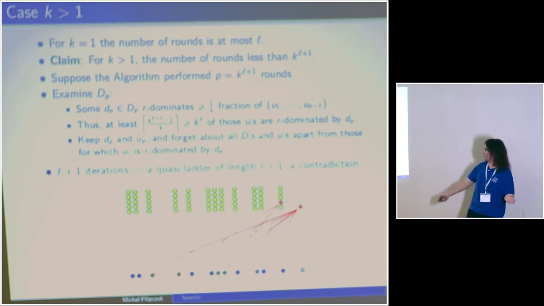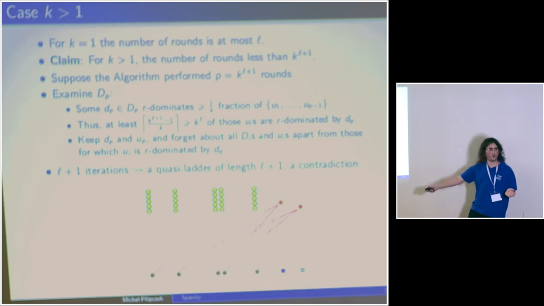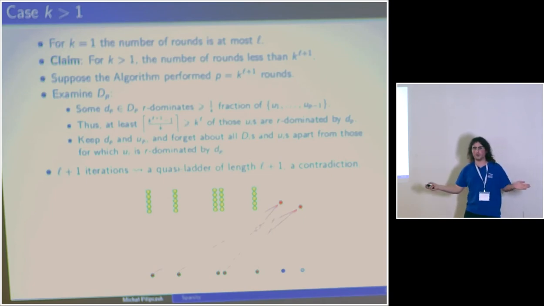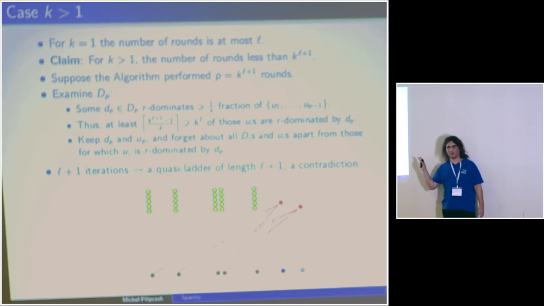Now I take the next one, and one of these k guys serves at least a 1 over k fraction of the previous ones, and I remove it, and so on. If I proceed for L plus 1 iterations, I will create this quasi-ladder for k equal to 1 of length L plus 1. Contradiction.